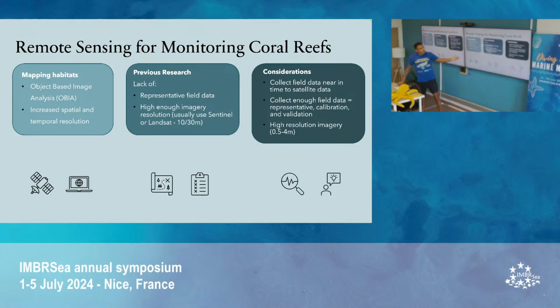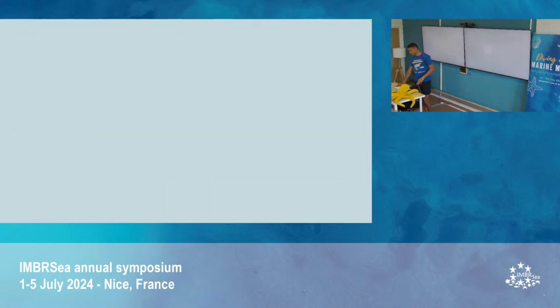So some of the considerations that we've got from previous research tell us that we need to collect field data near in time to the satellite imagery so that we can properly educate the satellite imagery and the algorithms to classify it. And we also need to collect data that is not only representative, but allows us to perform calibration and validation, which I'll come back to later on. And again, high resolution imagery is also key to be able to detect what's happening in the field at the finer scale. The average resolution is between 0.5 to 4 meters, and this range is usually better for detecting that change.